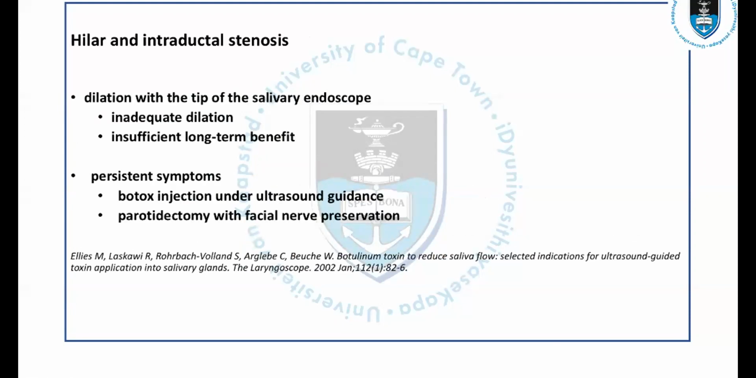In general, stenoses that occur at the hilum of the parotid gland or in the intraglandular portion of the ductal system are difficult to treat, and dilation with the tip of the salivary endoscope does not allow adequate dilation and does not have sufficient efficacy in terms of long-term benefits. In the case of persistent symptoms, Botox injection of the parotid glands can be performed under ultrasound guidance to reduce salivation and obstructive symptoms. And if this fails, then parotidectomy with facial nerve preservation can be considered.